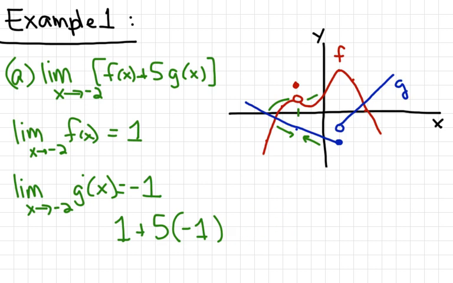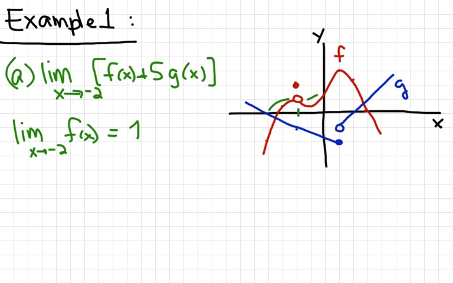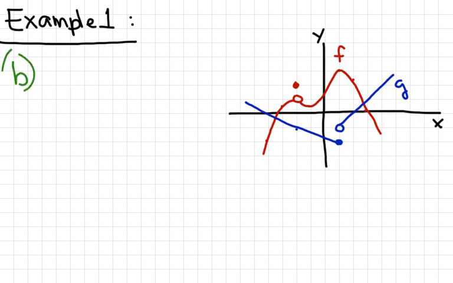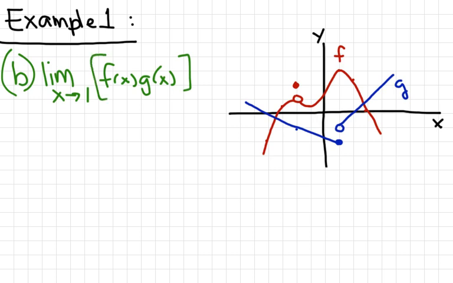All right, I'm going to go back and do this again. But this time we're going to find the limit as x approaches 1 of the product of f of x and g of x. So again, what I'm going to do is find the limit of f of x and g of x at 1, and then I'll multiply those two answers together. So here's 1. The limit of f of x, it appears as if I go from both directions that the y value is 3.